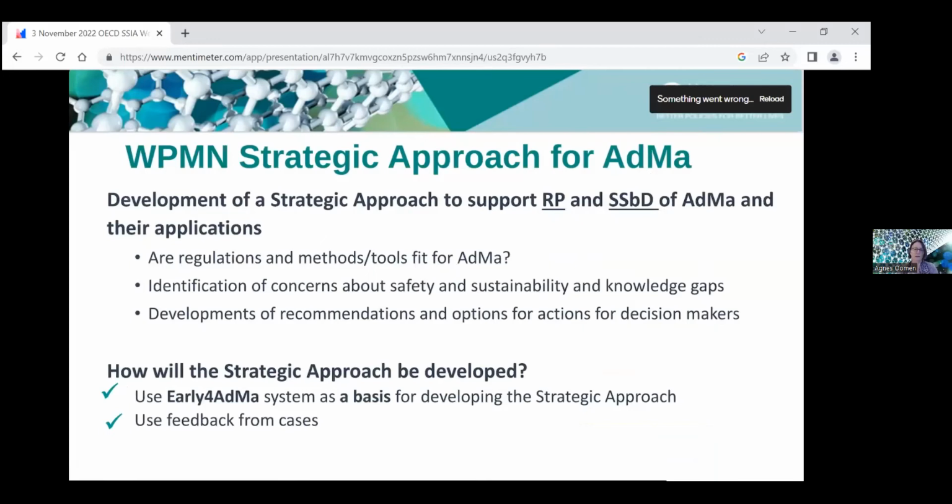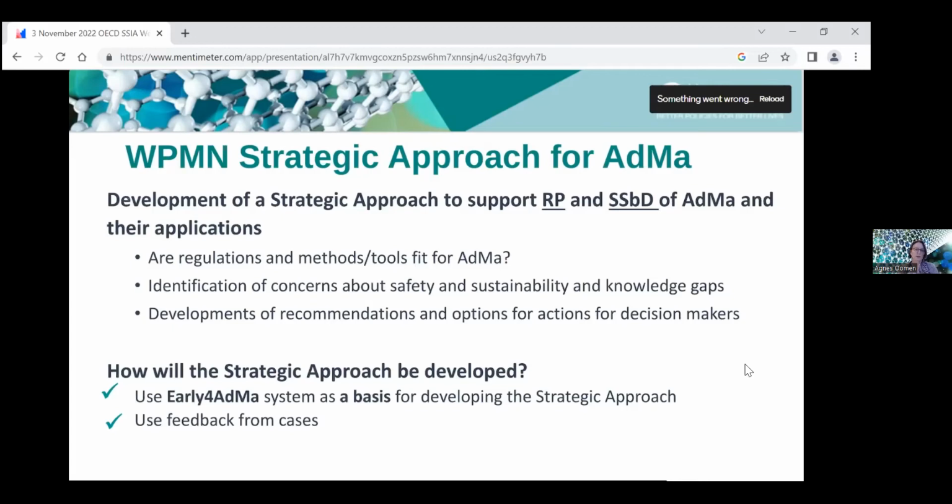And as Katrien just mentioned, this is really to support both the regulatory preparedness and the safe and sustainable by design of advanced materials and their applications, with indeed these issues like Katrien just mentioned: whether tools and methods are fit for advanced materials, what kind of concerns do we foresee for certain advanced materials, and are there knowledge gaps, and recommendations and options for actions to list those.